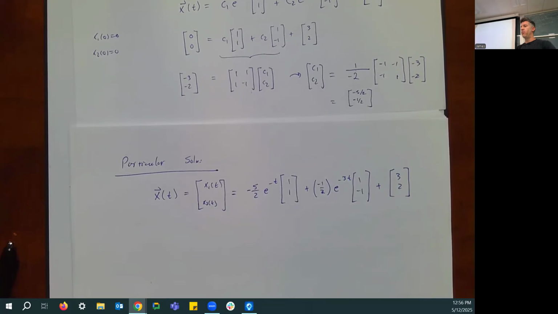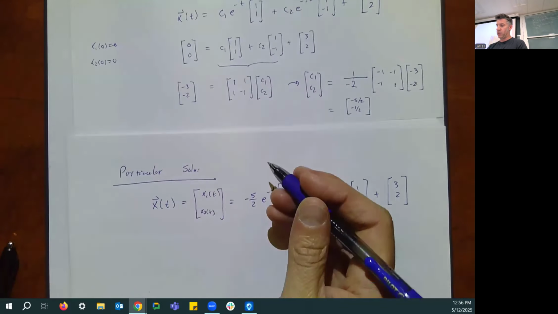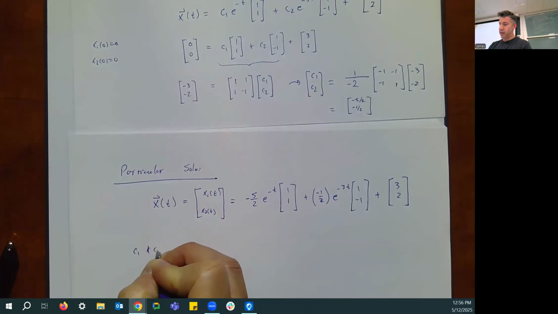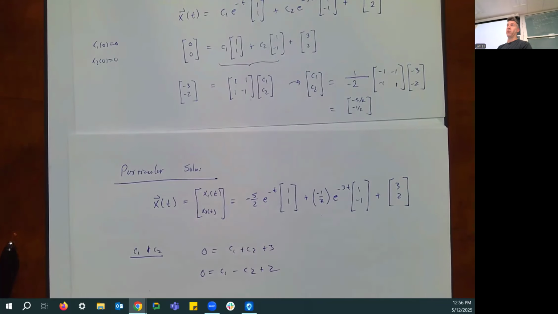When you say multiply, what do you mean when you say multiply it across? Sure, definitely, to solve for C1 and C2, I could have just said we have 0 equals C1 plus C2 plus 3, and 0 equals C1 minus C2 plus 2. That totally would have worked as well.